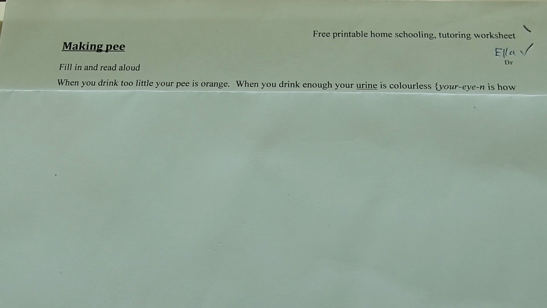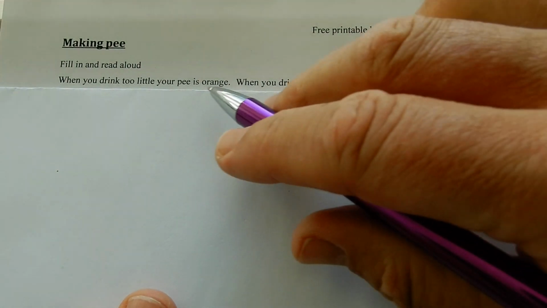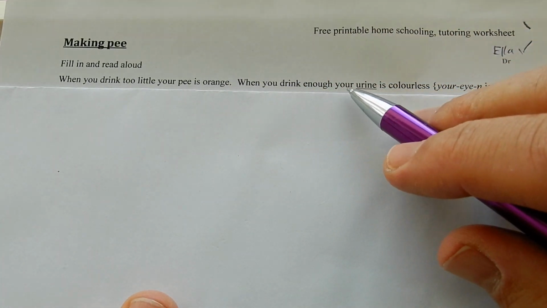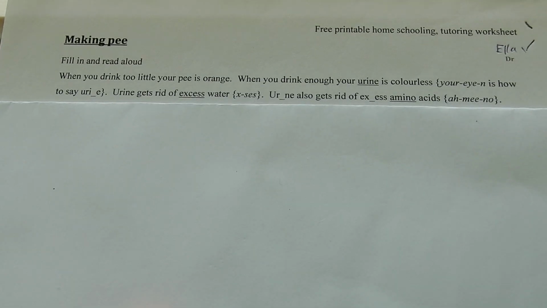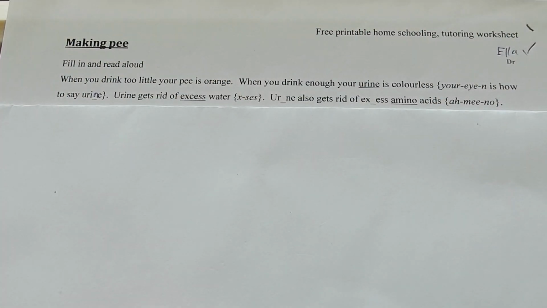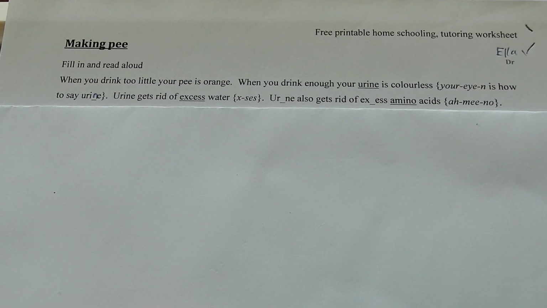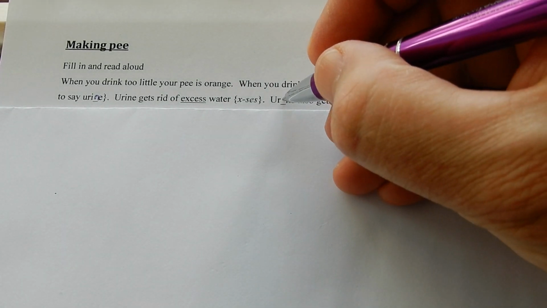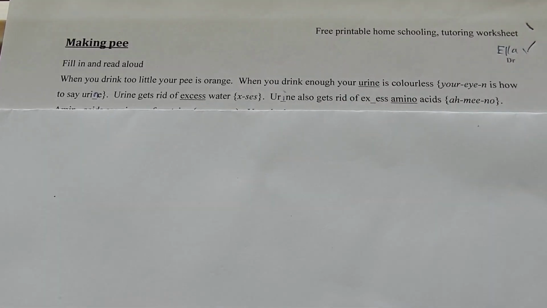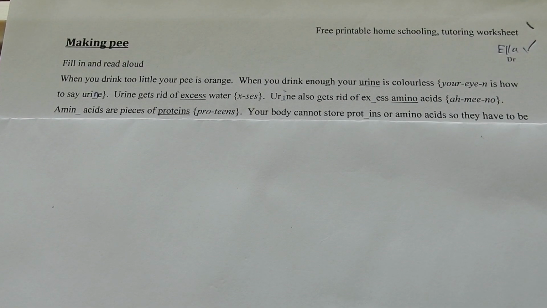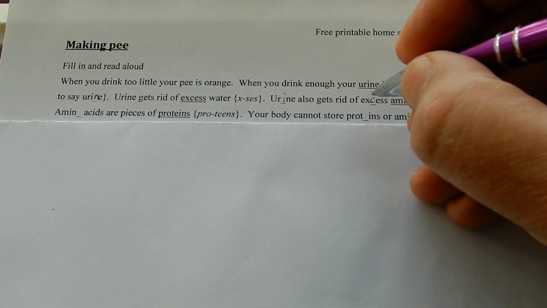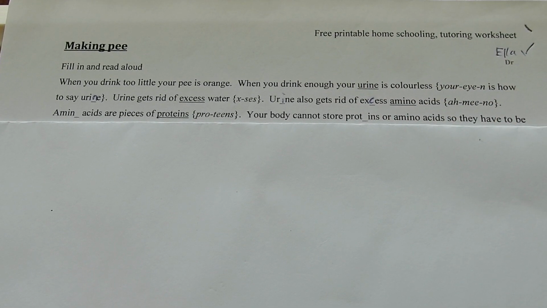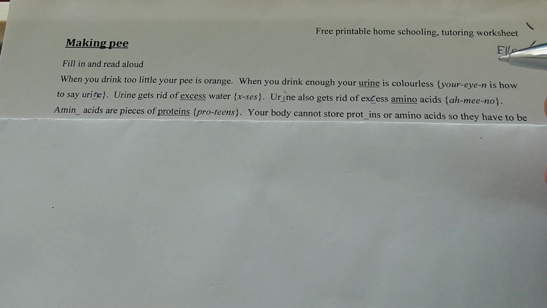Making pee. When you drink too little, your pee is orange. When you drink enough, your urine is colourless. Urine. That's how to say urine. Urine gets rid of excess water. Excess. Urine also gets rid of excess amino acids. Amino acids are pieces of proteins.